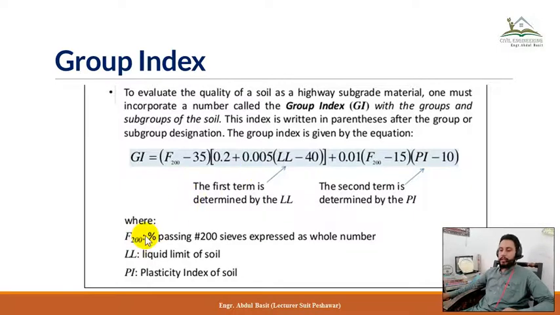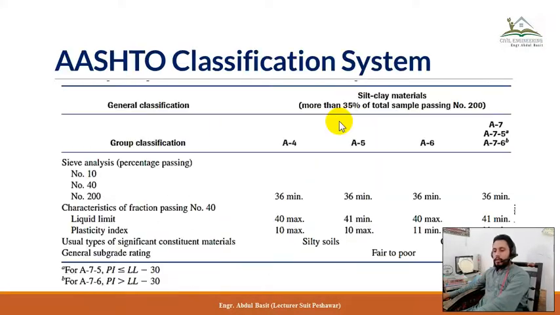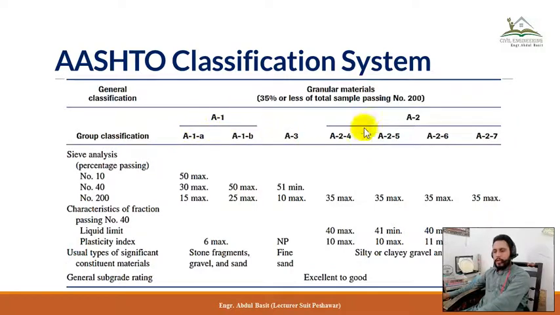That is the number 200 passing percentage, liquid limit, and plasticity index. So these three values will be used in this equation, and it is a simple calculation as well. Then you classify the soil under these groups: A4, A5 and so on, and A1, A2, A3, A1-B, A1-A and so on.